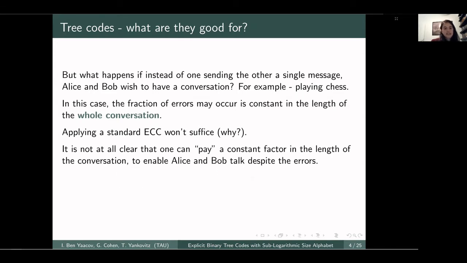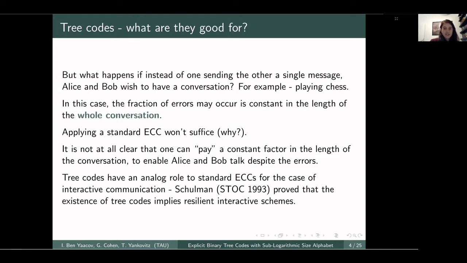It is not at all clear that a good solution even exists, meaning that one can pay a constant factor in the length of the conversation to enable Alice and Bob to interact despite a high frequency of errors. That's the point where tree codes join the game. They play an analogous role to standard error correcting codes for the case of interactive communication. In his seminal work from the early 90s, Leonard Schulman proved that the existence of tree codes implies resilient interactive communication.